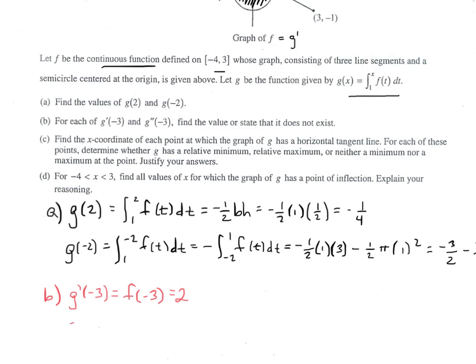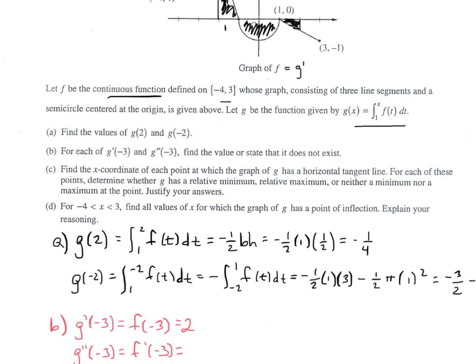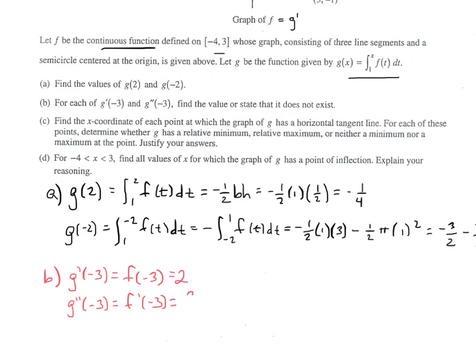And now on to g double prime of negative 3, which would be f prime of negative 3. So we're looking at the slope when x is equal to negative 3. The slope of this line we can calculate by finding the change in y over the change in x. So 3 minus 1 over negative 2 minus negative 4. So we get 2 over 2, which is 1.